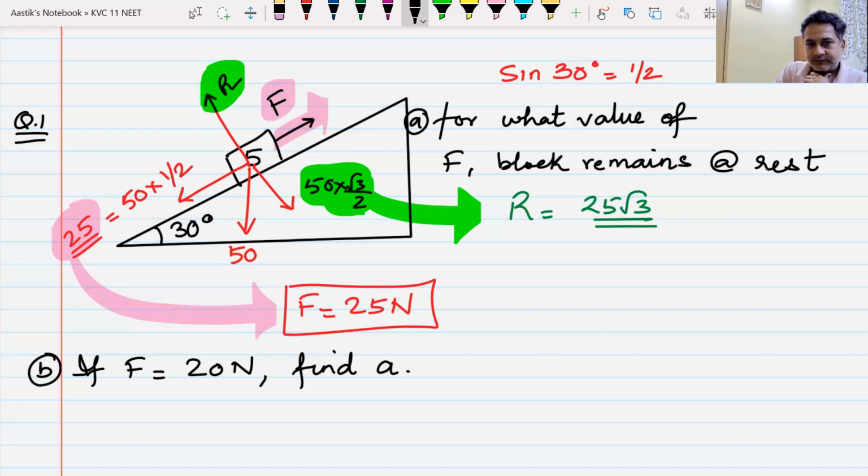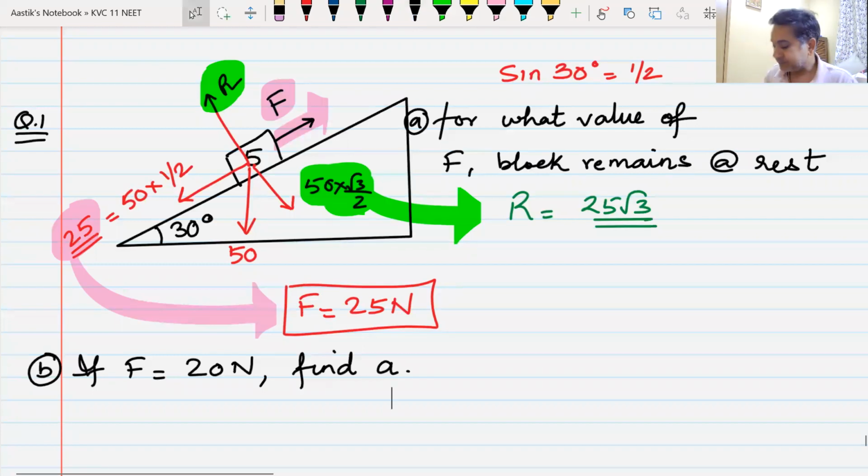F. Anyone got it? I think now I should do it because everyone seems to have gotten confused. So how do you get it now?